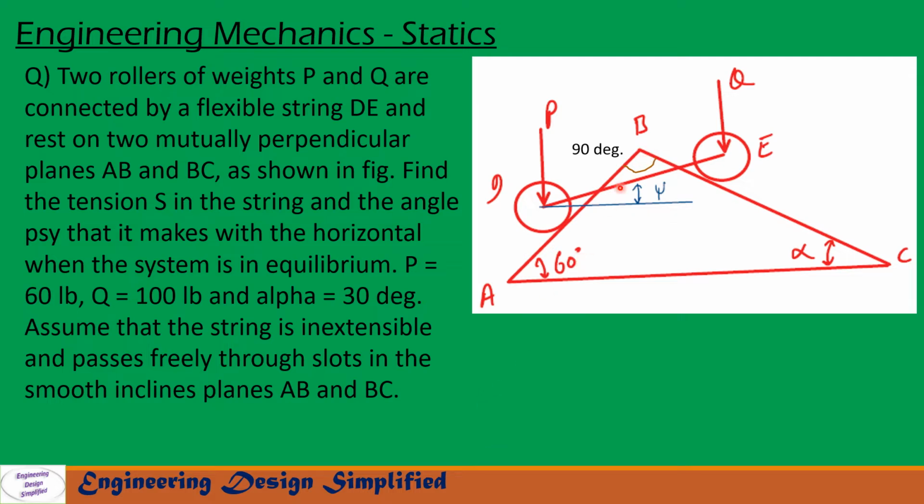So in this figure there are two mutually perpendicular planes AB and BC, and the angle between the horizontal and this plane is 60 degrees. Two rollers are connected by an inextensible string DE. So we need to find in this problem the tension in this string DE and the angle of this string from the horizontal, that is psi. Let us see in the coming slides how to solve this problem analytically.